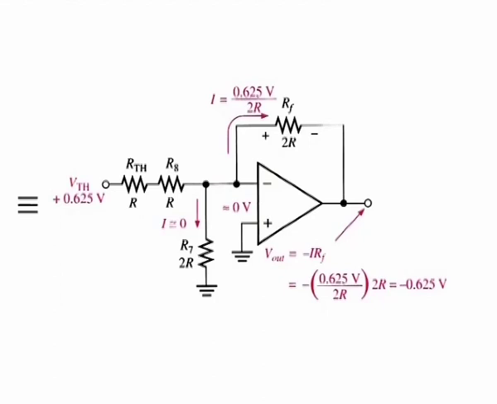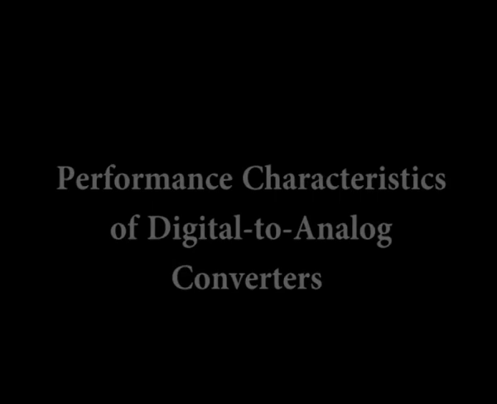Notice that each successively lowered weighted input produces an output voltage that is halved, so that the output voltage is proportional to the binary weight of the input bits.